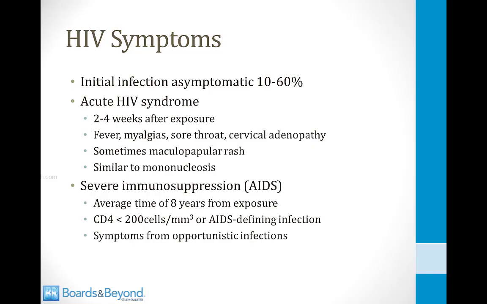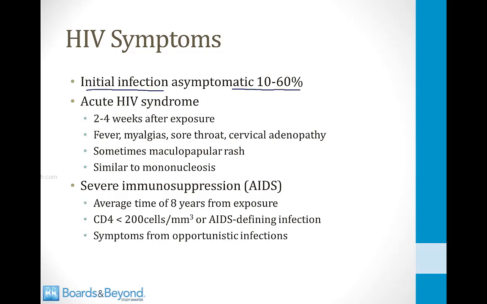Let's talk about the symptoms of HIV. So the first thing to know is that the initial infection with HIV is asymptomatic in about 10 to 60% of people. And this is very unfortunate because it means that a lot of people are walking around with HIV and they can infect other people and they're unaware that they have the virus.